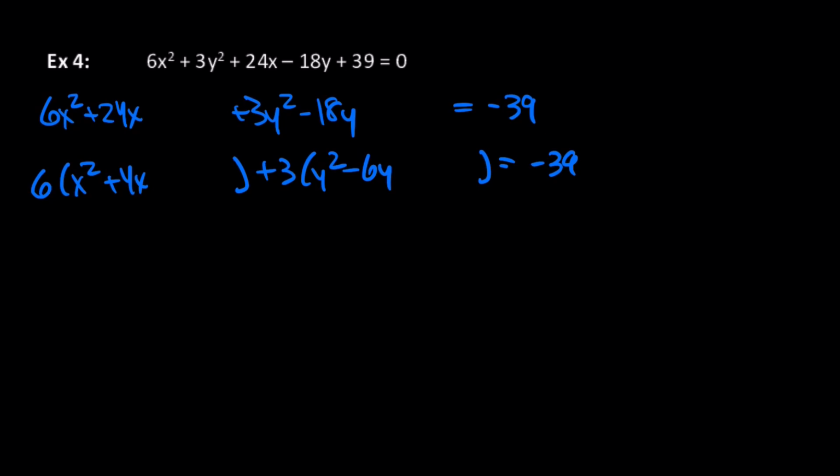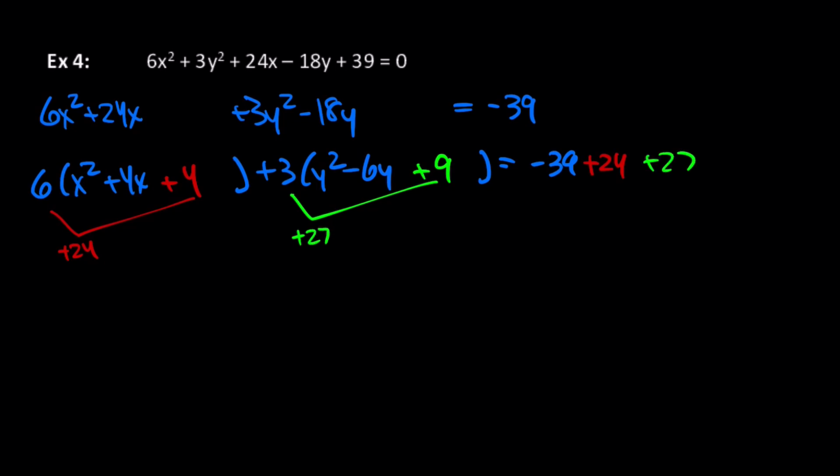Half of 4 is 2. 2 squared is 4, but I'm not really adding 4. I'm adding 24, remember. So add that to the other side. With the y's, half of 6 is 3. 3 squared is 9, but I'm not really adding 9. I'm adding 27, 3 times 9, so add that to the other side. That's the hard part. We're done with the hard part. The rest is pretty straightforward.